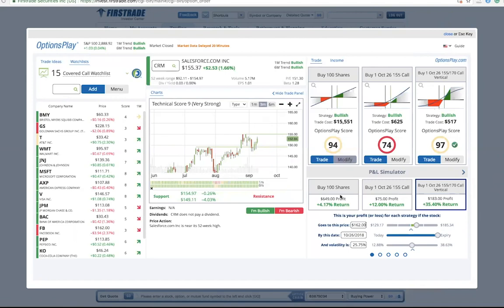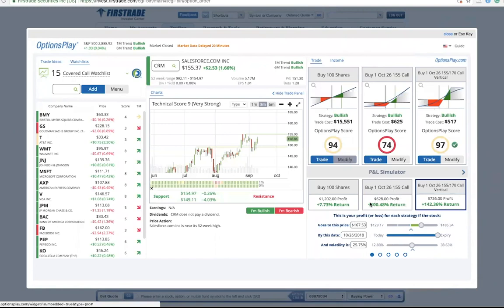How much return do you actually get? If you had bought the stock, you make a 4% return. If you bought the call option, you make a 12% return. If you bought the spread here on the right, you make a 35% return. In my opinion, none of these trades look spectacular, meaning it's not really attractive. But this is where you can use this tool to say, how far does the stock really need to go before these strategies look somewhat attractive? As you can see, the stock really needs to move to 167 before you start to see some interesting numbers here.